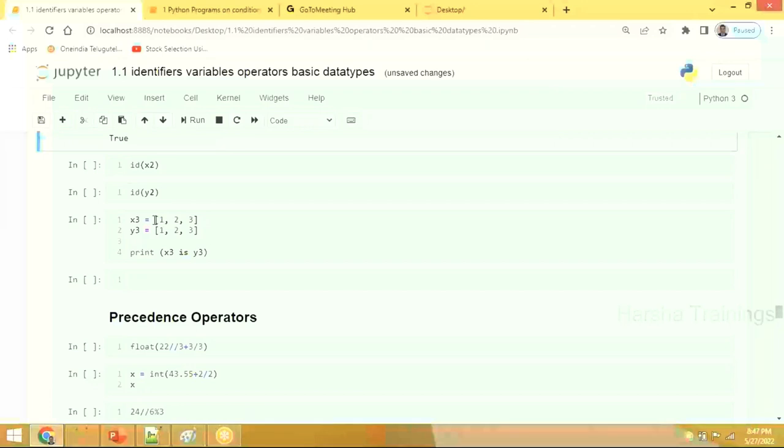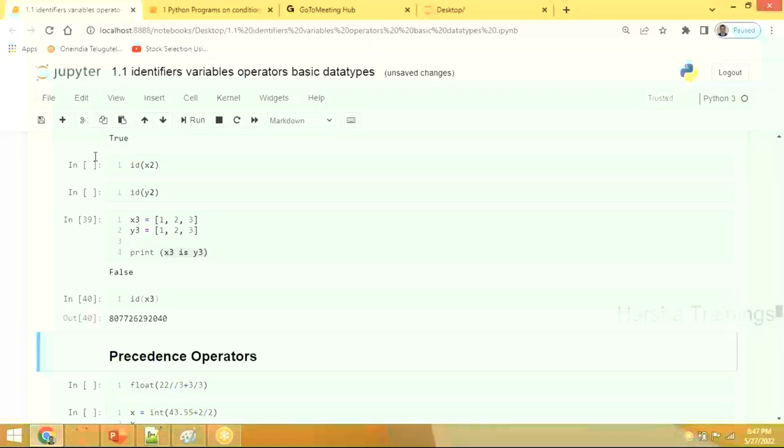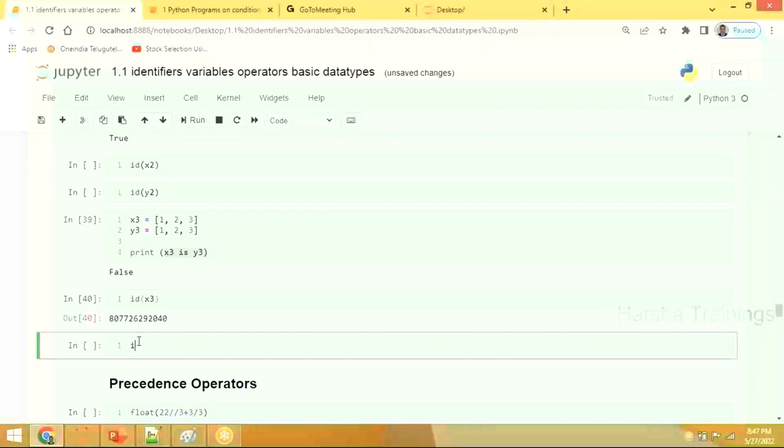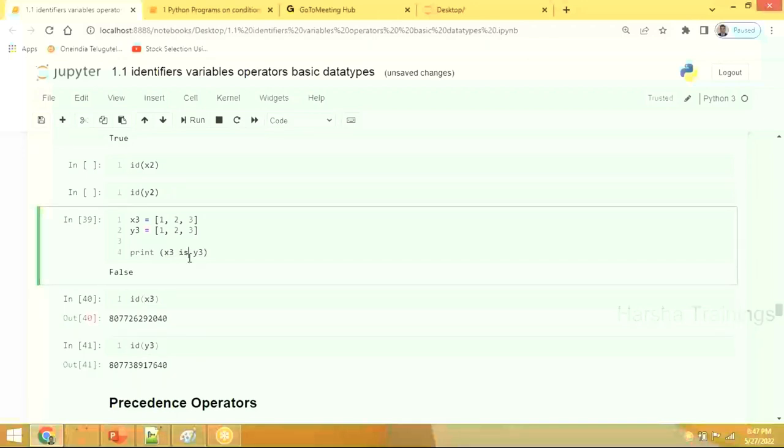Now I'm taking x3 equal to 1, 2, 3, and y3 is also 1, 2, 3. Now x3 is y3, the answer is false here because the id of x3, how much? Now let me take the id of y3. They are not the same. Oh, sorry. Look at here, the id of x3 and the id of y3 are different. I thought they were the same, but it should not give the same value. So it is false. Clear for you?